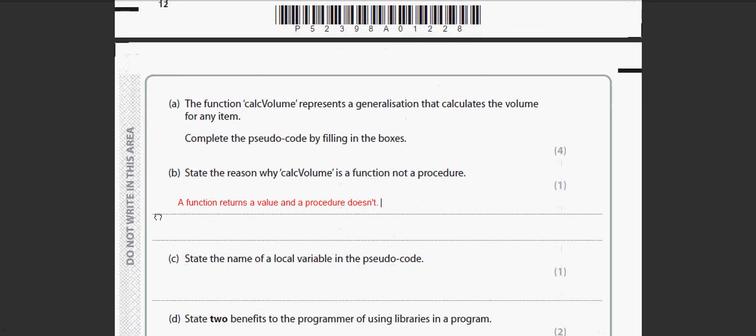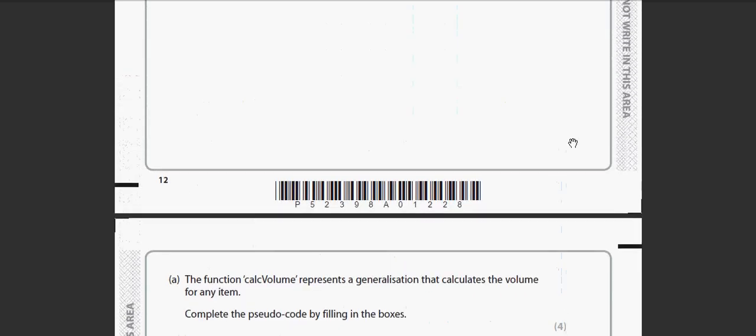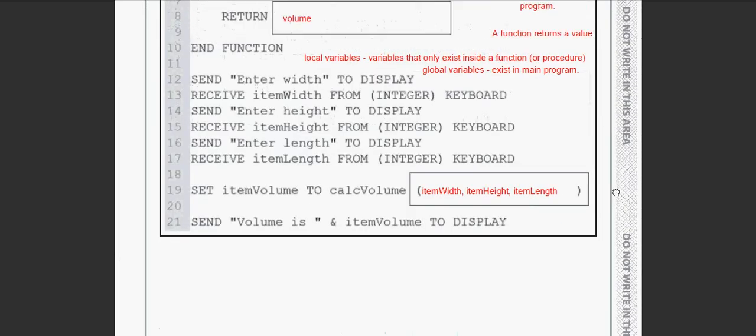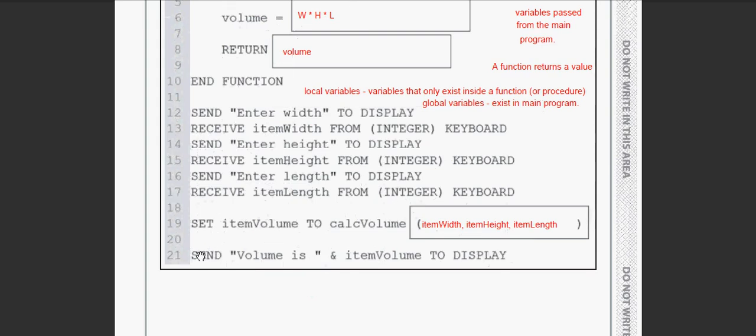C, state the name of a local variable in the pseudocode. Well, I talked about local and global variables when I went over part A. If you haven't watched that video, maybe you want to do that. But essentially, I can do it here. I've written it down. Local variables are variables that only exist inside a function or procedure. They are not accessible from outside of the function. So here we have one called volume. If we sent volume to display, you'd get an error message. It would not like that.